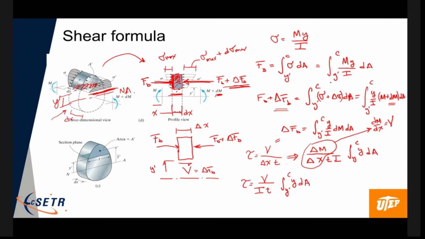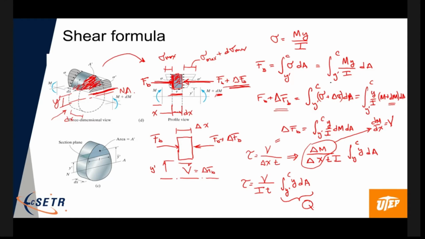Again, we're integrating over this face here, not the full area, but from y prime up to the very top. So this, again, is another geometry integral. We give it the letter Q. That is the first area moment for the area above the plane where we want to find the shear. We'll talk about what that means in a second.